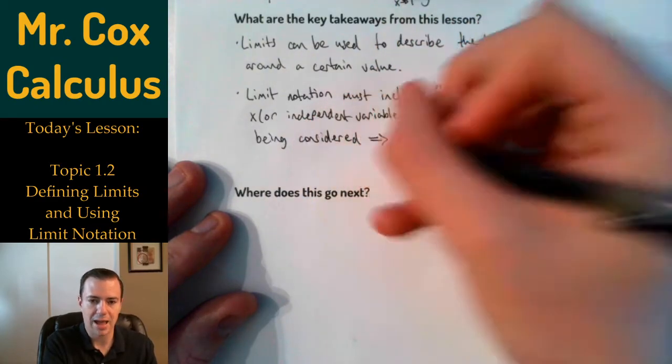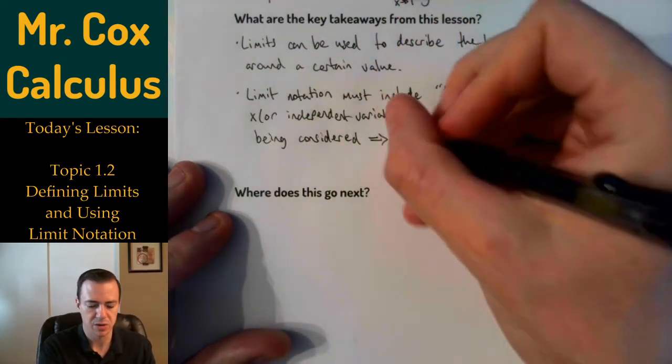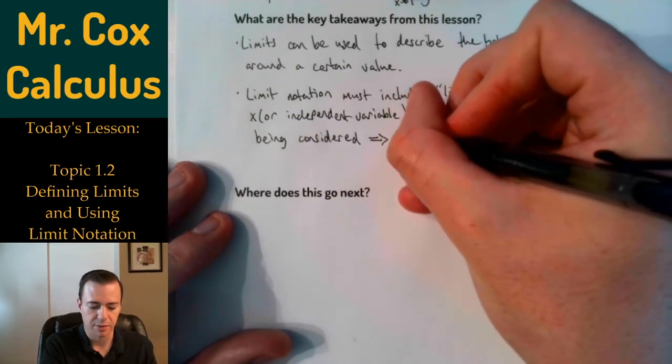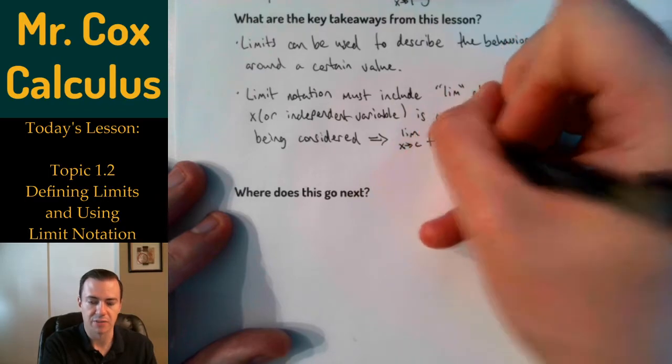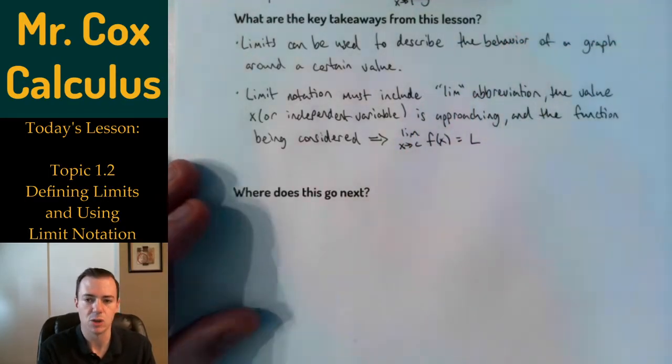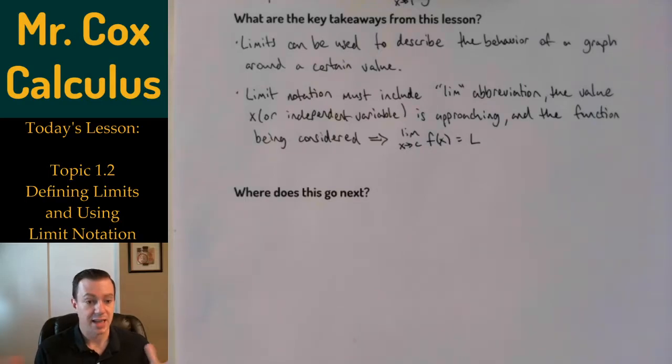And that all packs very neatly into this limit notation where we can say the limit as x approaches c of my function f of x is equal to some value L. And that means that x is getting close to whatever c is, then the function is getting really close to whatever value that we have for L.